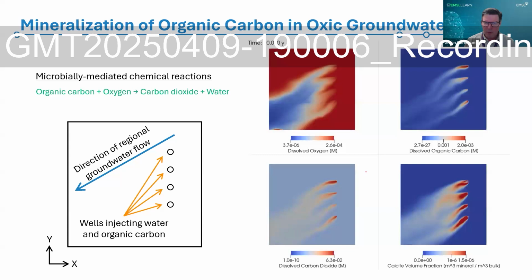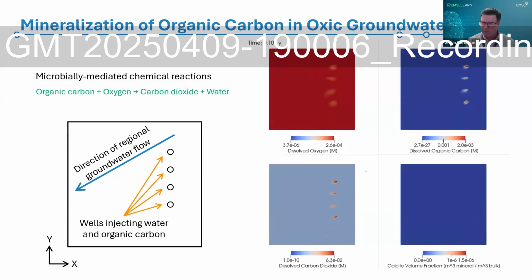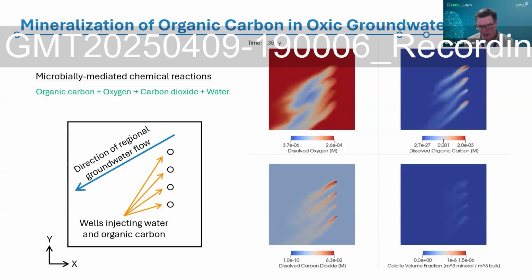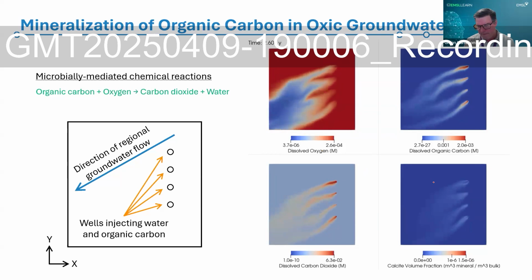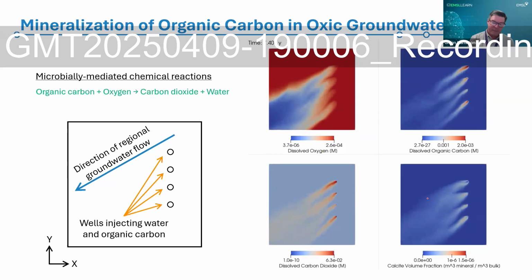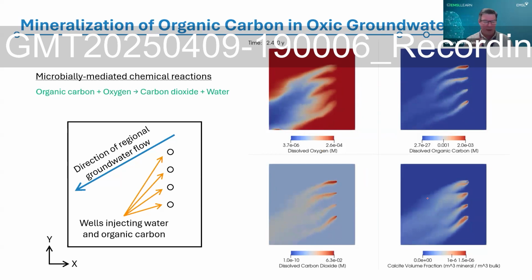Let me run that one more time. Just watch. So we have the injection of the donor. There's the acceptor of the oxygen, the inorganic carbon that's produced, and the calcite production. So if you're thinking of sequestering carbon in the subsurface, this is how you could mineralize CO2 in the subsurface. And there are ideas of doing this in agricultural areas.